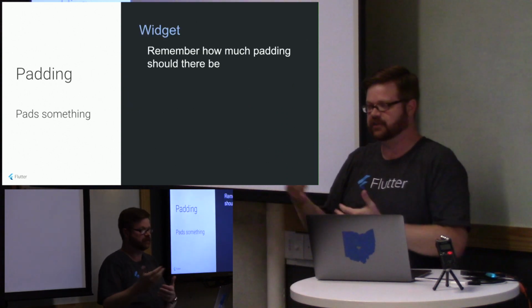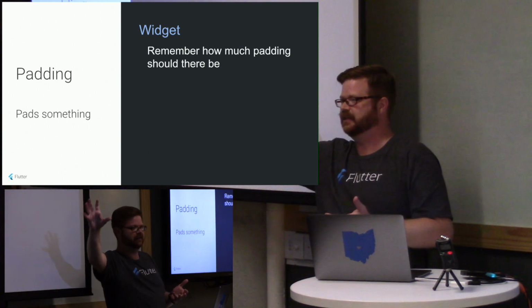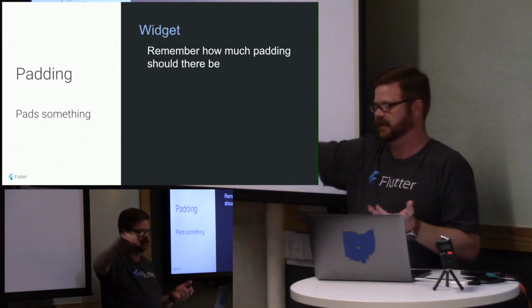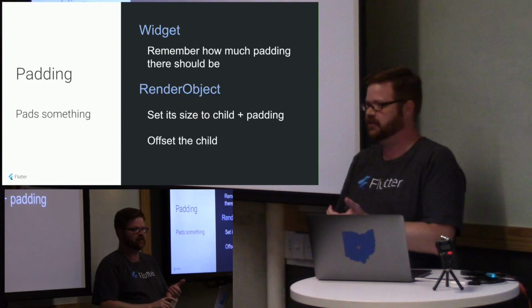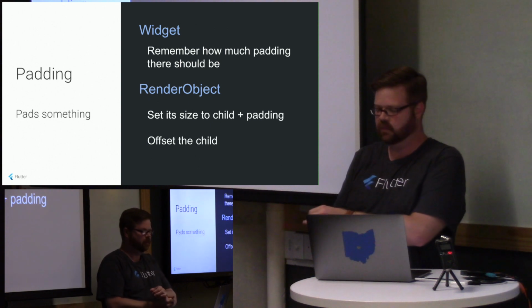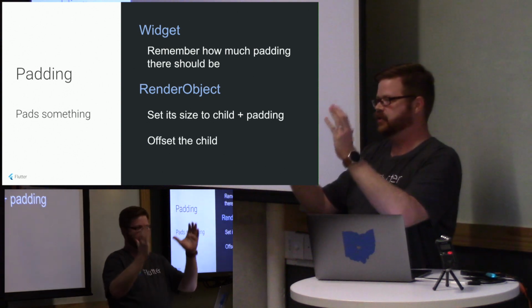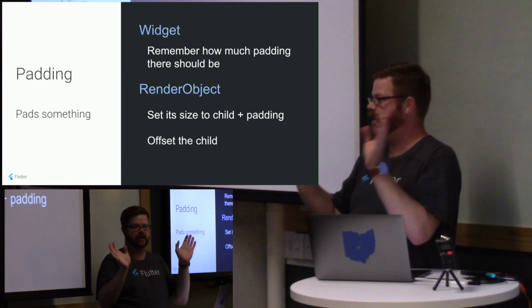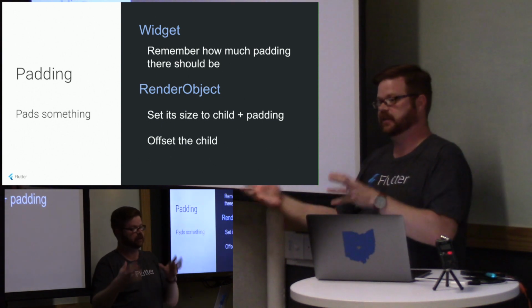And so the padding widget just needs to remember how much padding there's supposed to be. So on this side, if you had a widget, that's all it has to do, other than exist, is remember how much padding there is. And the render object just needs to be able to do a simple calculation. Set my size to whatever my child was, plus the padding that I can get from the widget, and then offset my child a little bit within my bounds, and I'm done. That's like all the functionality you need. And so you get this widget and this render object that just do that.